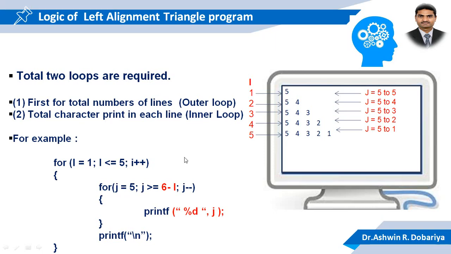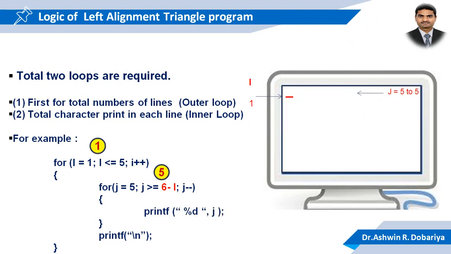So here we can set the inner counter variable like j is equal to 5, because we want to start the printing from 5, and we want to end with j greater than or equal to 6 minus line number. Line number we receive from the i counter. Then here initial value is higher than condition value. That's why we have to decrement, j minus minus, because here 5, 5 4, 5 4 3, like that. Then we will print the value of j. After that we will move the cursor to the next line. So let's see one by one how the output will be displayed.